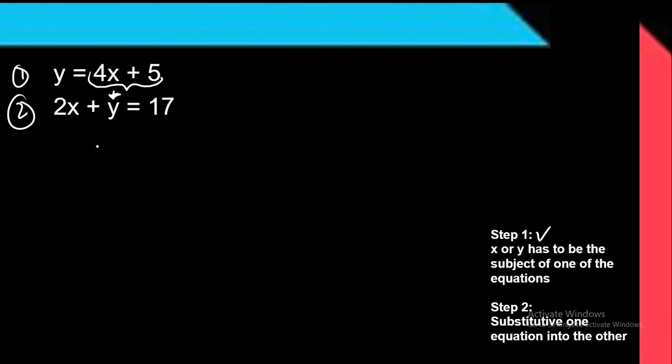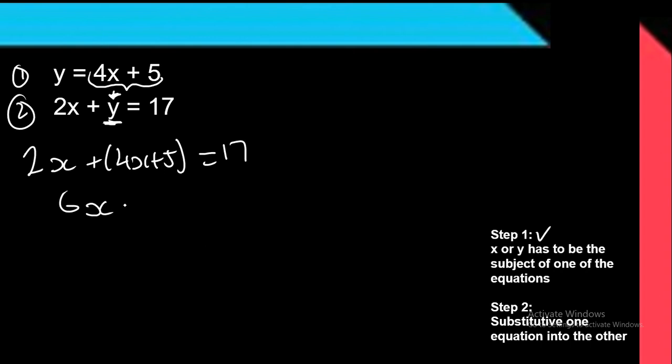You might want to pause the video, try it yourself. But I'm going to take equation 2 and I'm going to substitute in 4x + 5 = 17. So I've just replaced the y with 4x + 5. If I simplify, I get 6x + 5 = 17. Subtract 5 from both sides, 6x = 12. And we get x = 2.